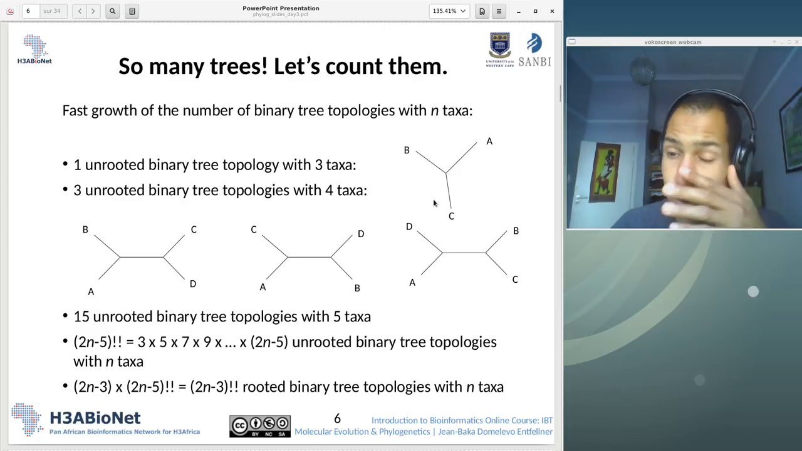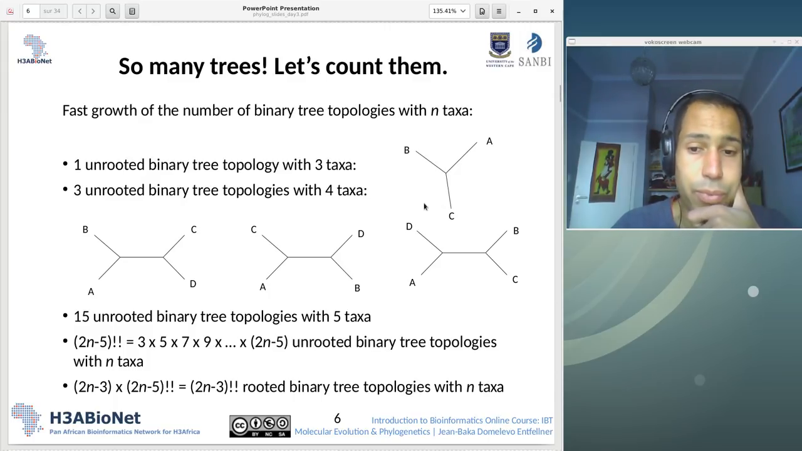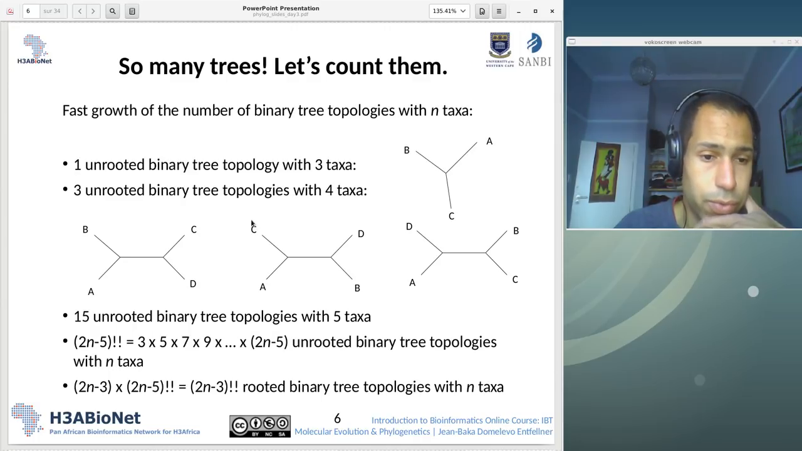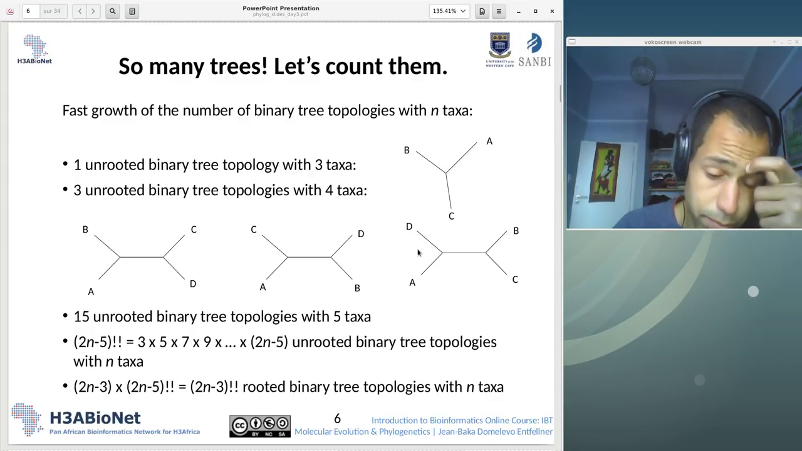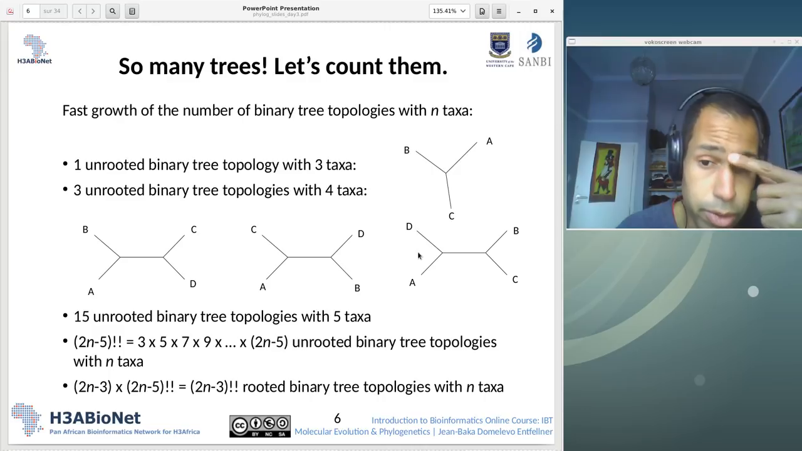Topology is seen without any idea of orientation. If we add one taxon, and we want to keep the tree a binary one, then we see we have 3 possible topologies. In terms of shape of the tree, it will be the same shape, okay? By the way, we are talking about topologies here, so we ignore the branch length, okay? We're not talking about the branch length.